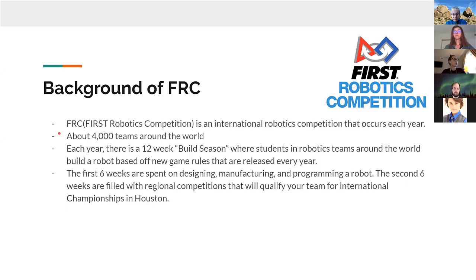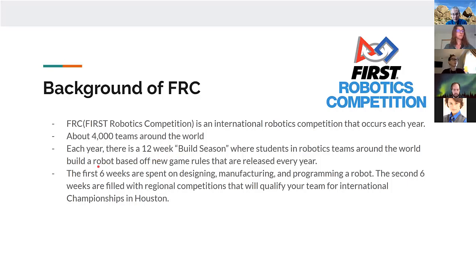Each year there's a 12-week build season where robotics teams around the world build robots based off of new games that are released every year. So each year there's a new set of rules we need to design a robot around. In these 12 weeks, they start around January and go until around April. It's usually a really big season, where most teams accumulate hundreds of hours.